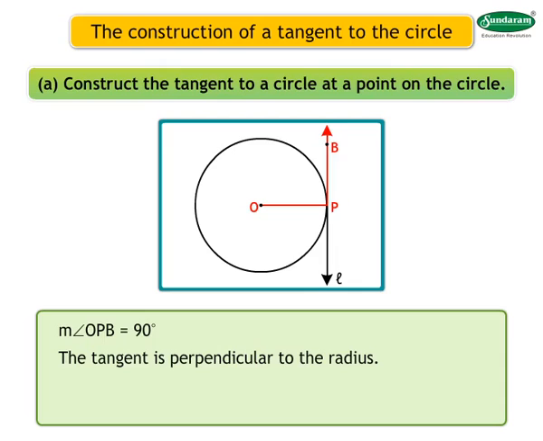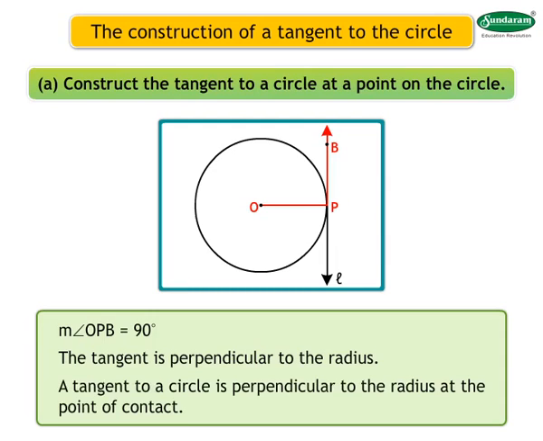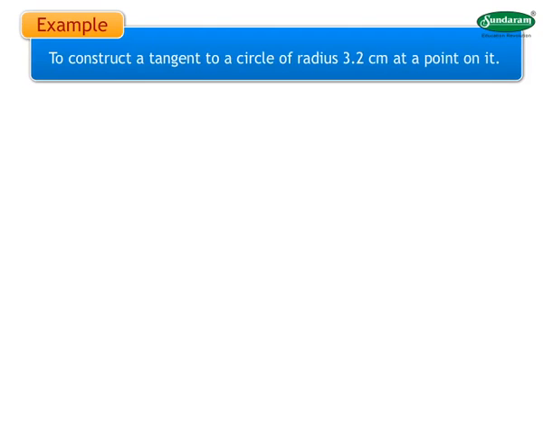We will use this property for the construction of a tangent at a point on the circle. Thus, a tangent to a circle is perpendicular to the radius at the point of contact. Now let's solve an example. To construct a tangent to a circle of radius 3.2 cm at a point on it.